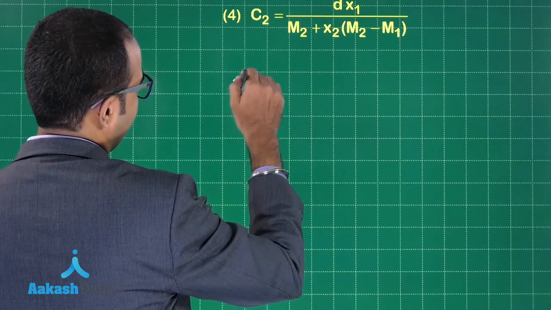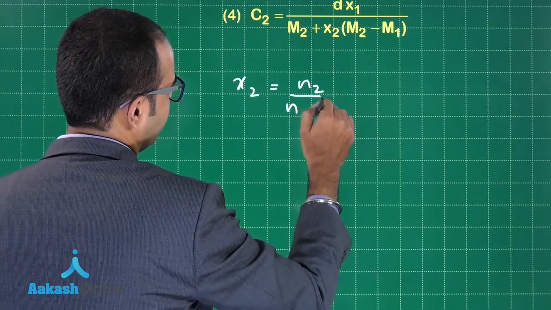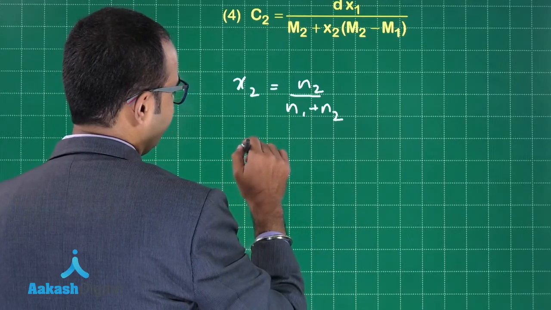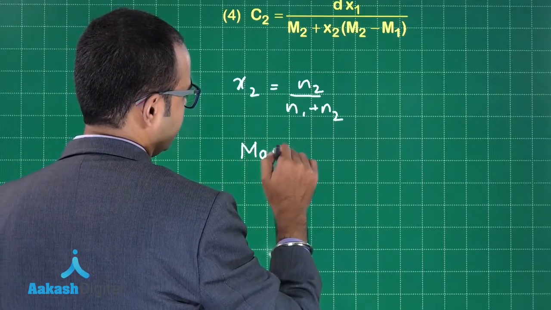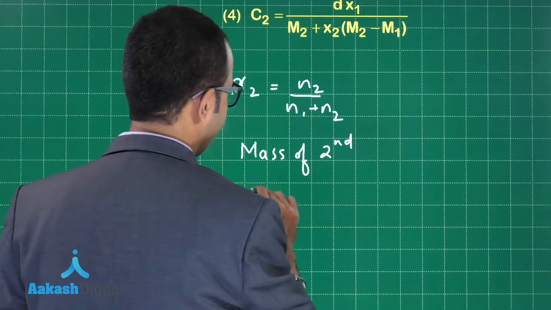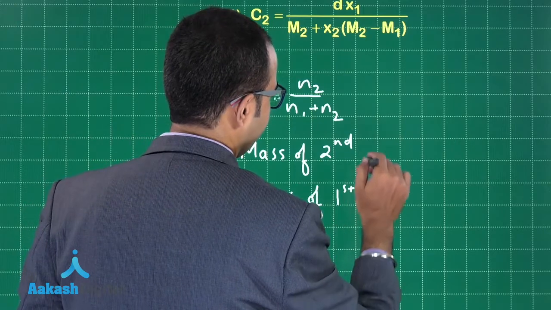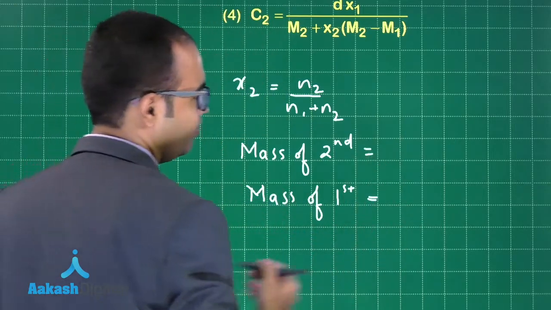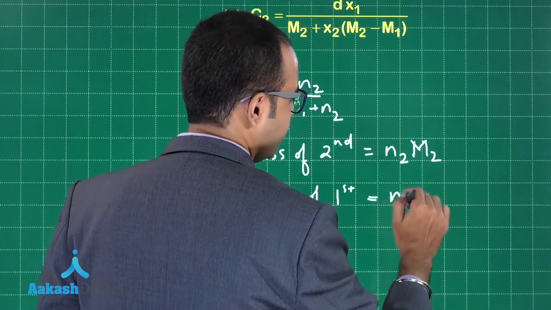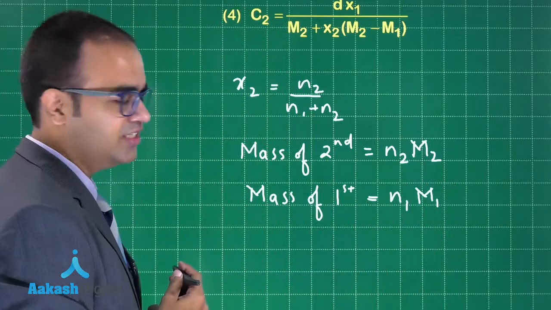So what we have, X2 will be equal to N2 upon N1 plus N2, right? And mass of the second component, mass of the first component will be how much? Mass of the second component will be number of moles of the second component into the molar mass of the second component, mass of the first component into the molar mass of the first component. So we have mole fraction, okay.